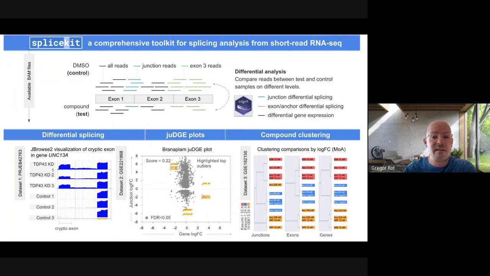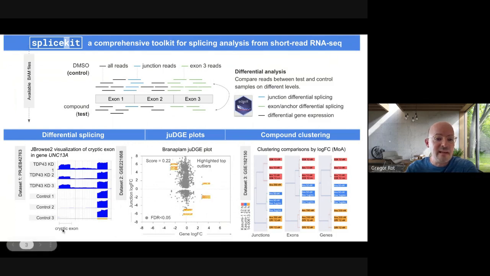So we really want to see differentially used junctions and not so much differentially expressed genes. We do a similar thing on the exon level, so all the reads of exons, and then we also take all the reads and just do the classic differential gene expression analysis. The power of splicekit, I would say, is also that it's very integrative, and for example, it provides a genome browser, and here all the data sets I will be mentioning are publicly available.